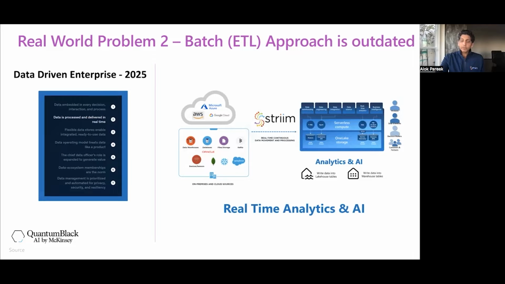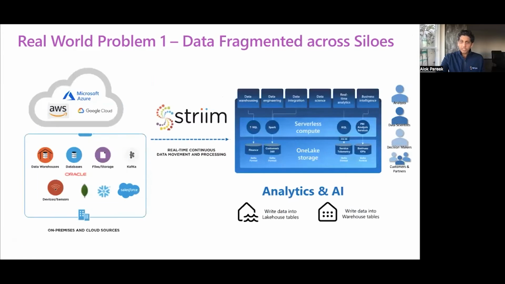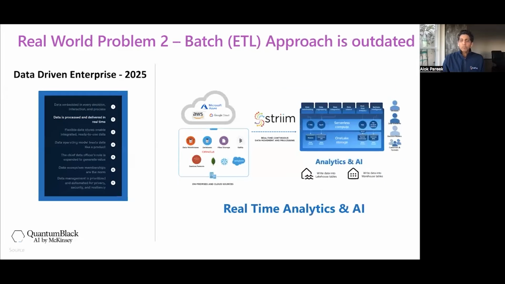And that's where Striim comes in. So the first one is Striim to solve the problem of data fragmentation. It allows a continuous movement of data from multiple disparate systems into Fabric, and the integration can be done via writes into Lakehouse tables, or it could also be done into warehouse tables or into files in the Lakehouse.